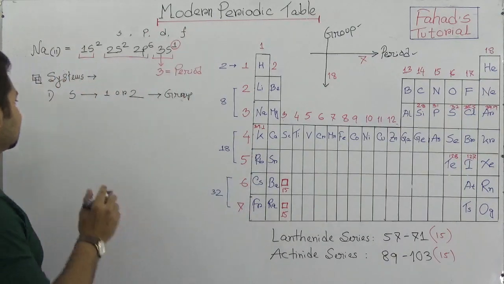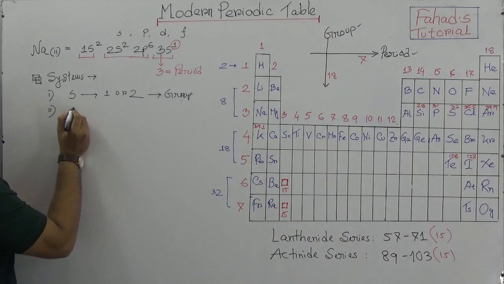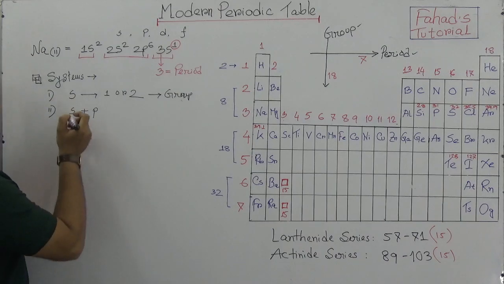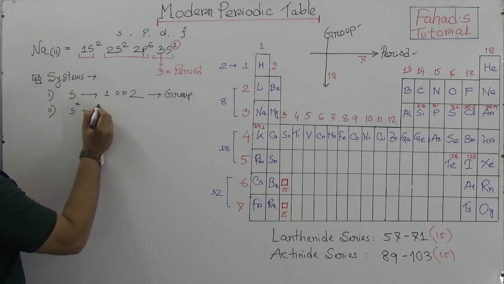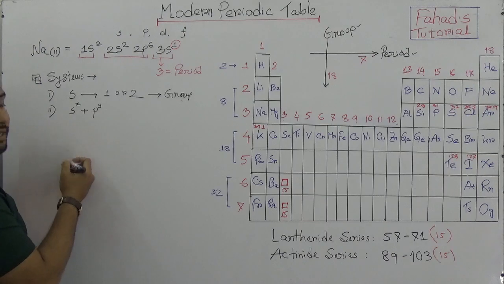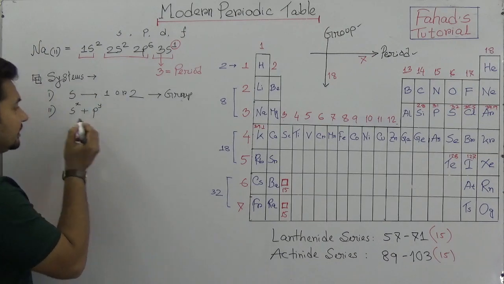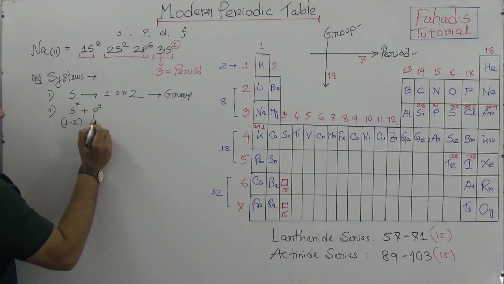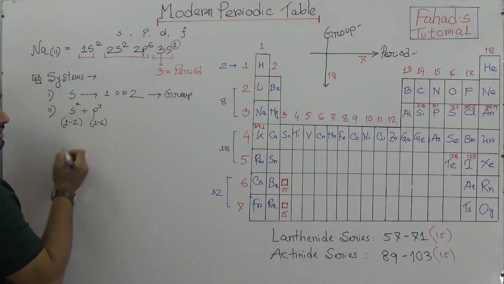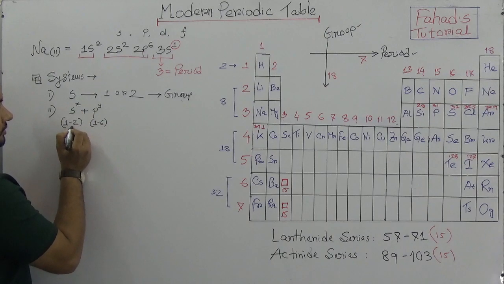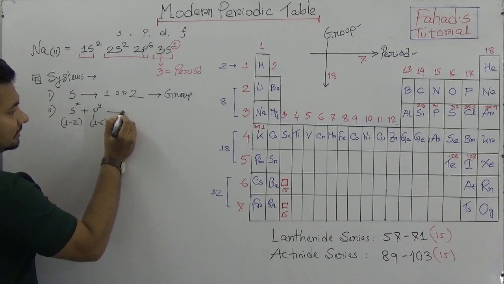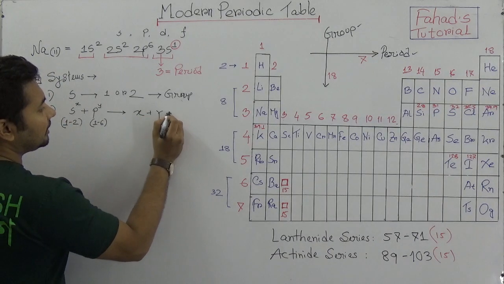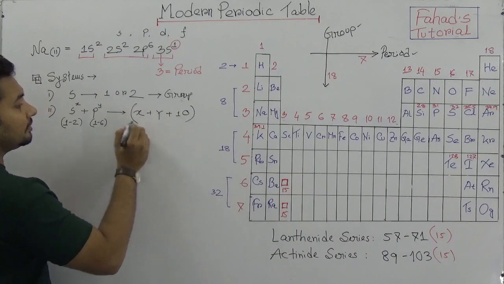Coming to elaboration, number 2: if there are s and p orbitals, suppose in the s orbital there is something and in the p orbital there is something, and up to which level it can go. In the s orbital it can go from 1 to 2, and in the p orbital it can go from 1 to 6. So if x is 1 to 2 and y is 1 to 6, then the group number would be x plus y plus 10. This is very important.